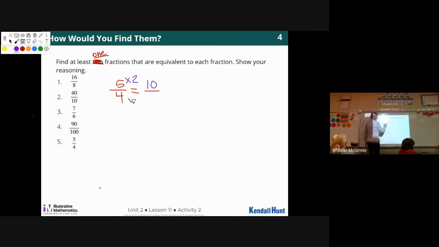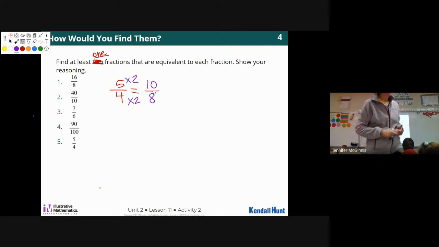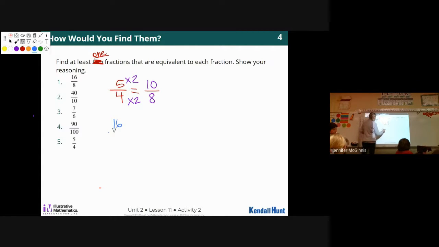4 times 2 is? 8. What was the mistake? Did you multiply or add? Add. Stinking symbols get me confused. Very good. Let's do 16 eighths. Can we talk about 16 eighths for a second? Can we use division to get an equivalent fraction for 16 eighths? What can we divide? Dominic?